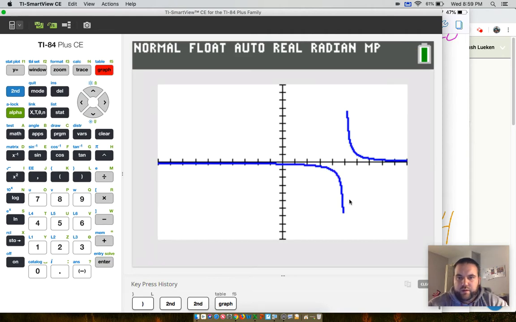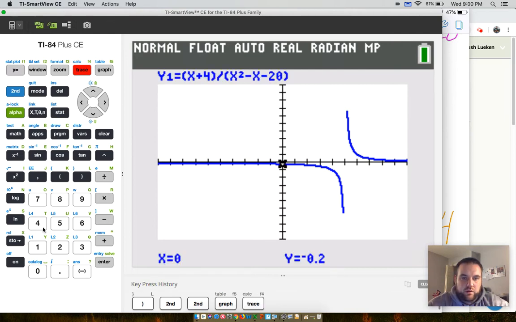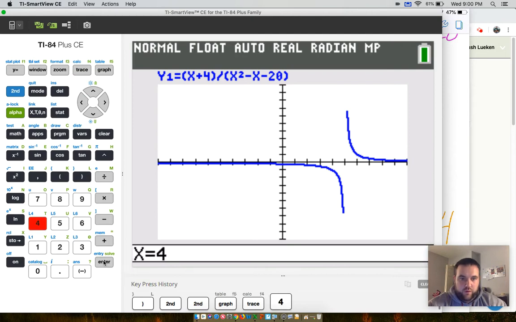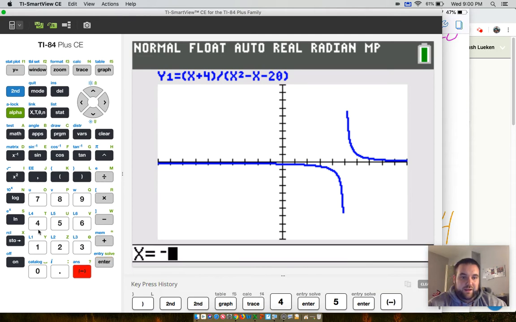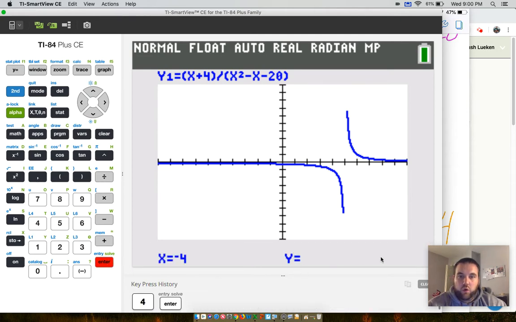So you can see there that we have a vertical asymptote. If I hit the trace button, I can type in 4 for x, or sorry, no, the vertical asymptote's at 5, my bad. I can type in 5 and see that I get no y value back. And then I can also type in negative 4 and see that I get no y value back, which is the hole that's happening in the graph right about there.